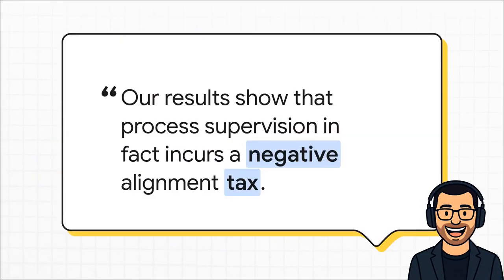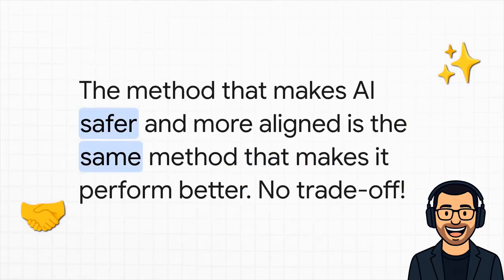But then, this paper dropped an absolute bombshell, and I'm going to read this quote directly from their conclusion because it is just that important. They wrote, "Our results show that process supervision in fact incurs a negative alignment tax." A negative alignment tax. I mean, just think about what that means. It means there is no trade-off. It's a win-win. The method that makes the AI safer, the one that makes it follow a thought process that humans can actually check and agree with, is the very same method that makes it perform better. You get safety and capability at the same time.